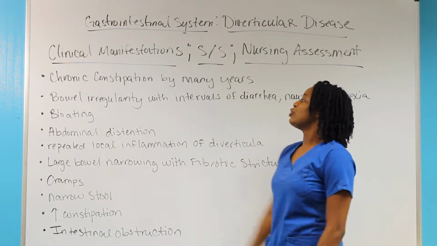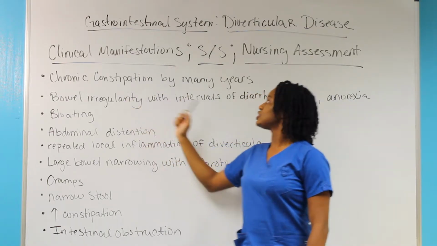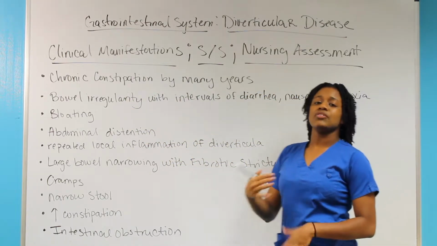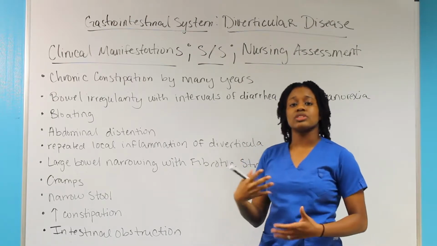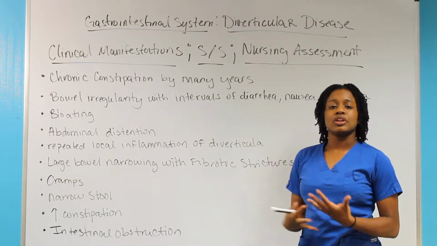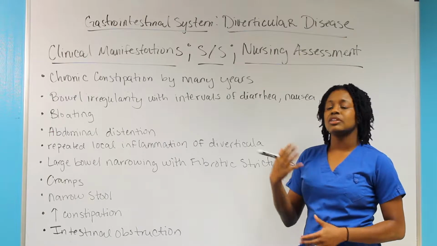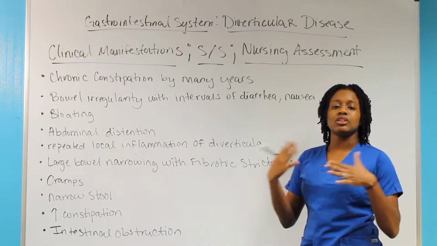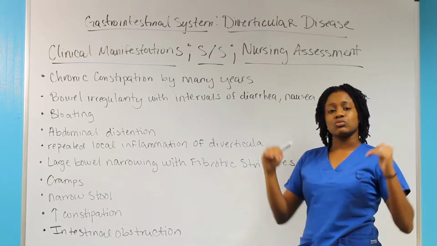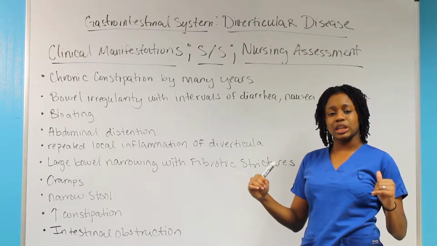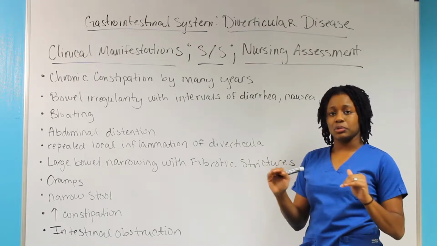All right, so we're going to have chronic constipation over many years. So eventually things like these happen over time. So again, if you're constantly constipated for many years, that puts a lot of pressure on the large intestines, which eventually those walls start to give way, they become weak, and that's how you have the bulge sac.